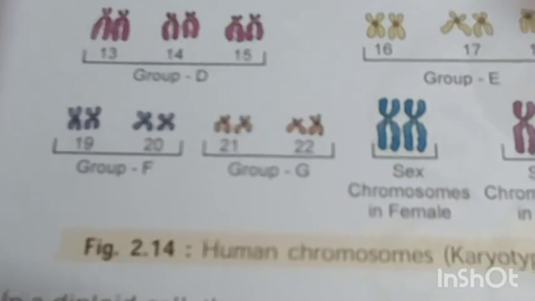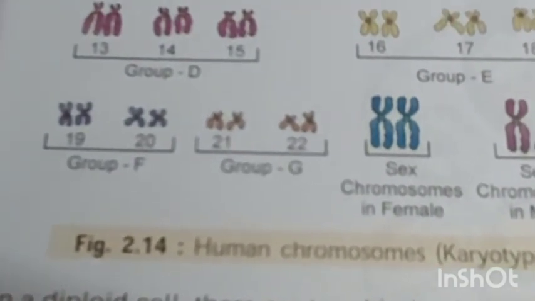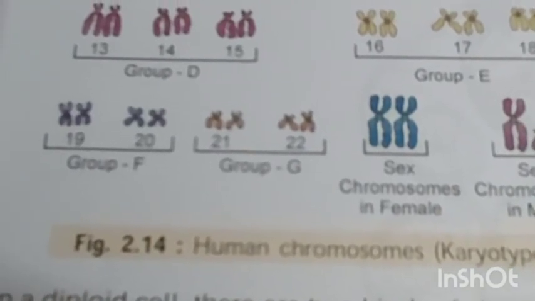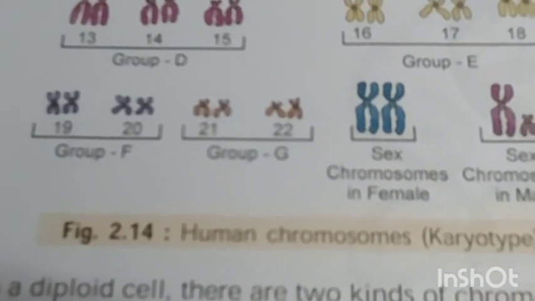So this kind of chromosomes which look the same and which contain the same genes are called homologous chromosomes. What are they called? They are called homologous chromosomes.